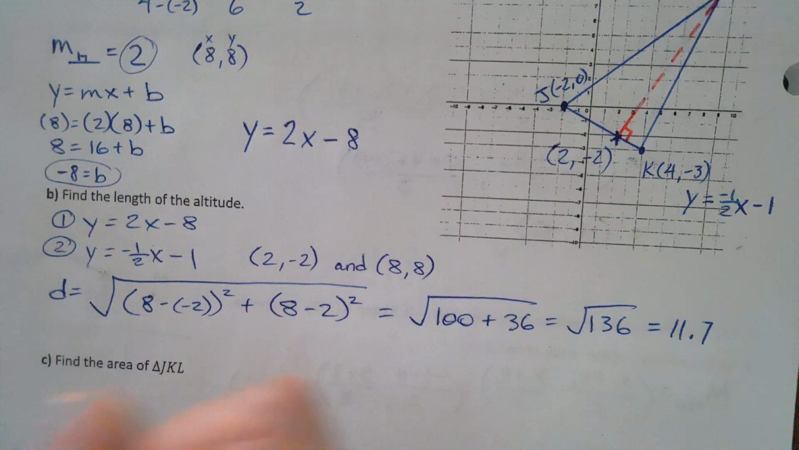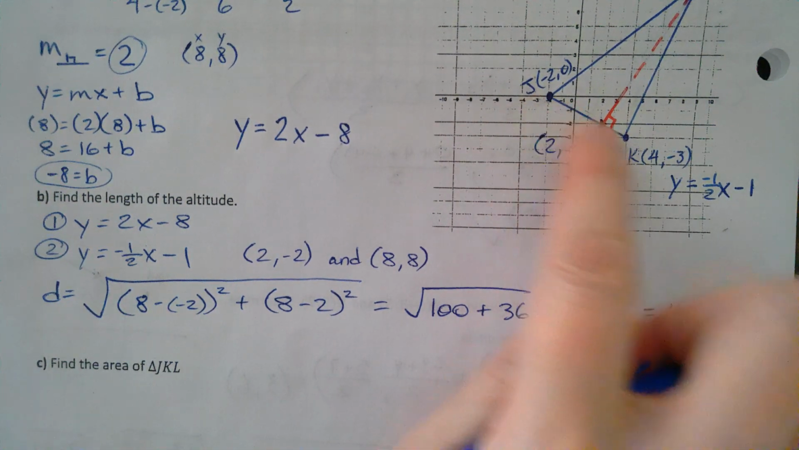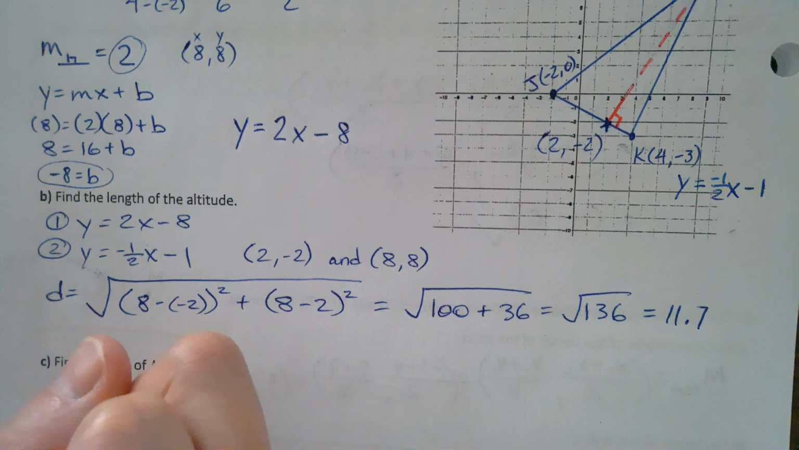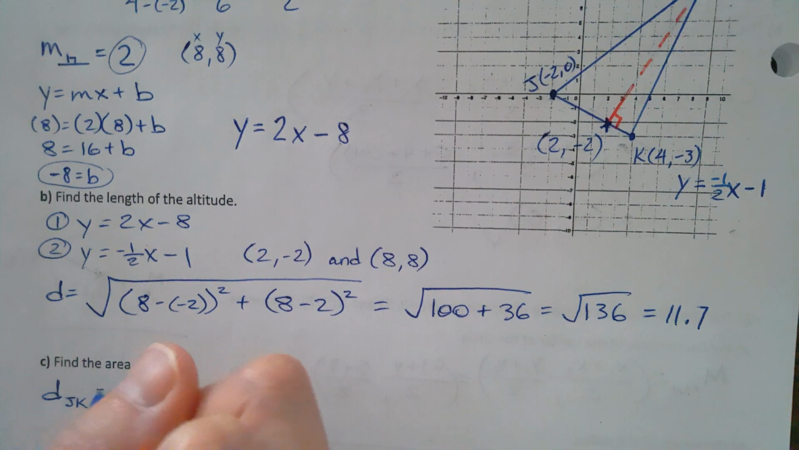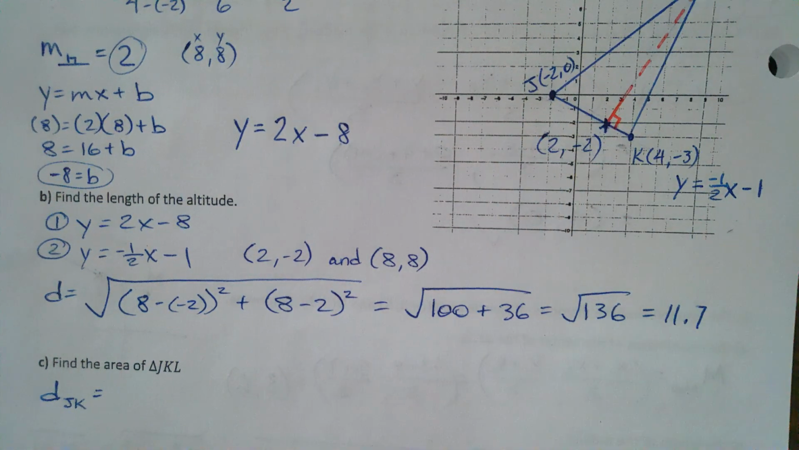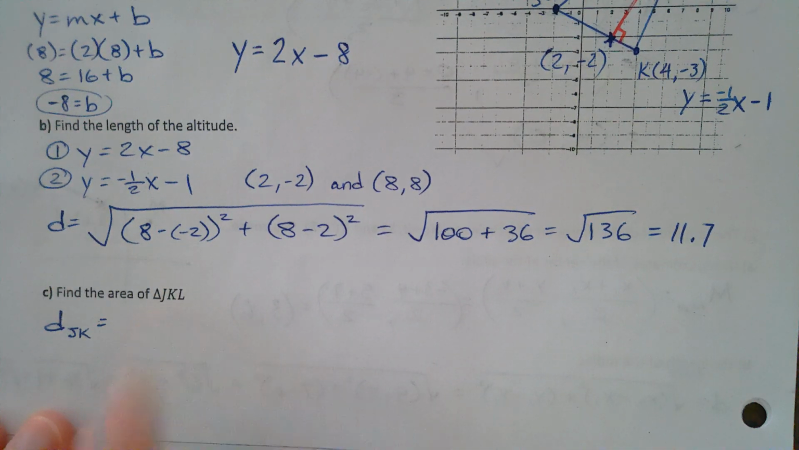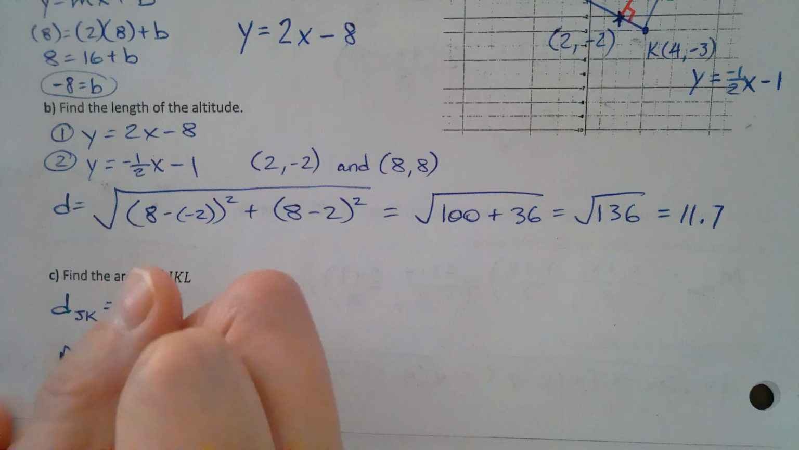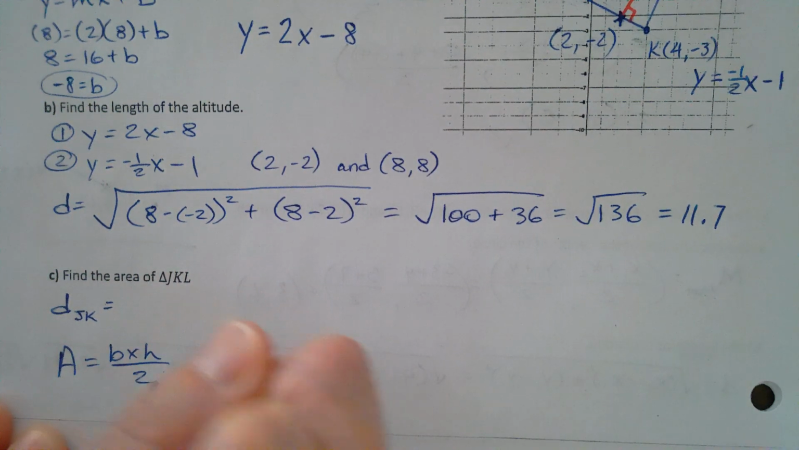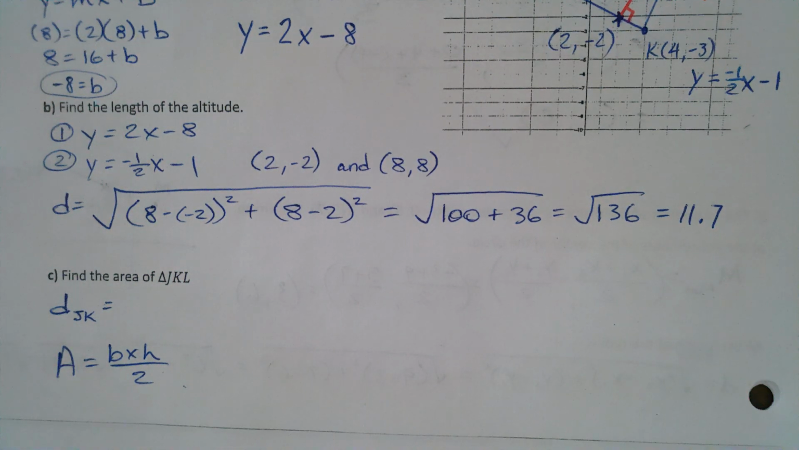And then the last thing I want to do, I know I'm really tight on time right now, so that's why I'm rushing through: the distance between J and K, the base. Once you find the distance of that, then you can use the formula base times height divided by 2 to find the area.